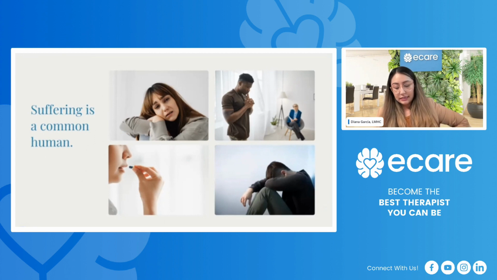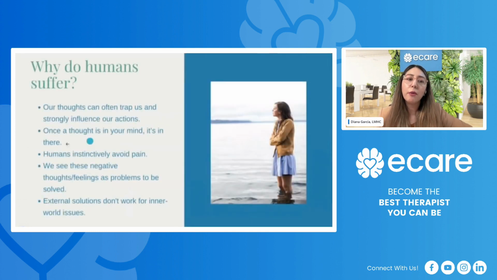And the CDC says that every 11 minutes, someone passes away from suicide, right? Again, suffering is a common human condition. It's just part of the deal when you're born. And why do I say that, right? Why does ACT take this stance that humans suffer, and what influences people to suffer, right? We say that there's a couple of different reasons why.